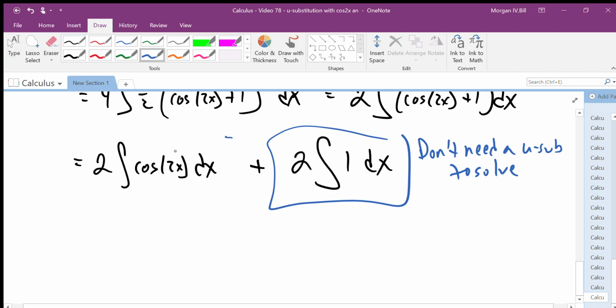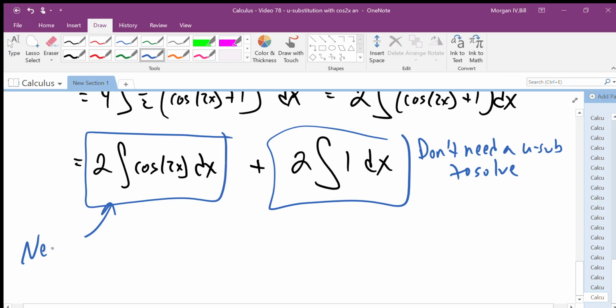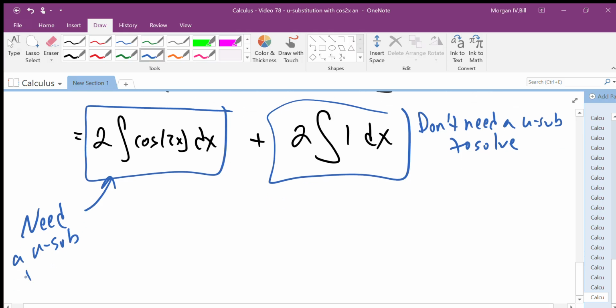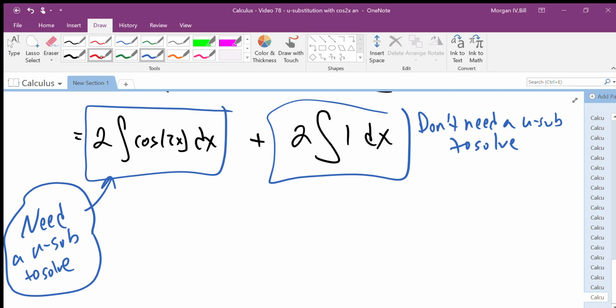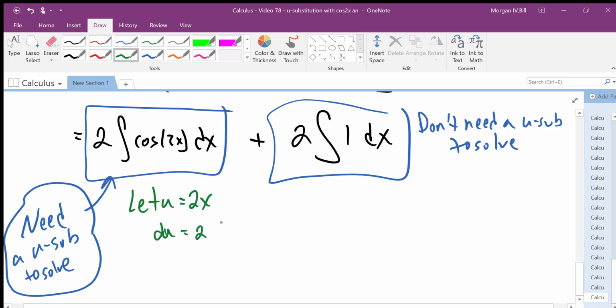This one, I do need a u substitution. On the left over here, I need a u sub. Right, I need a u sub to solve for this one. So I split it into 2. I'll do a u substitution, but only on the one on the left. The one on the right is just going to hang out. Okay, it looks something like this. Let u equal 2x, that inside of the cosine function. Du then is equal to 2 dx, and dx is du over 2.